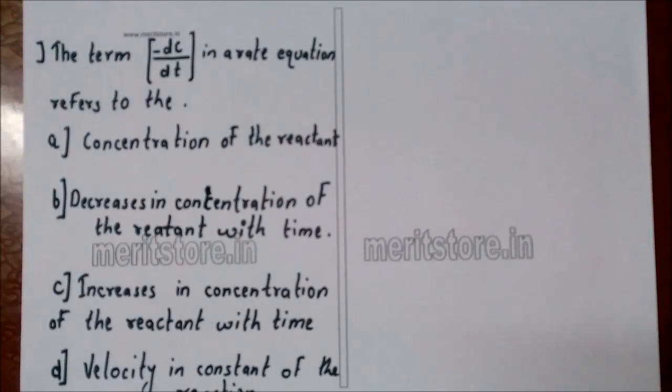So our next question is, the term minus dC by dt in a rate reaction refers to A. Concentration of the reactant, B. Decrease in concentration of the reactant with time, C. Increase in concentration of reactant with time, D. Velocity constant of the reaction.